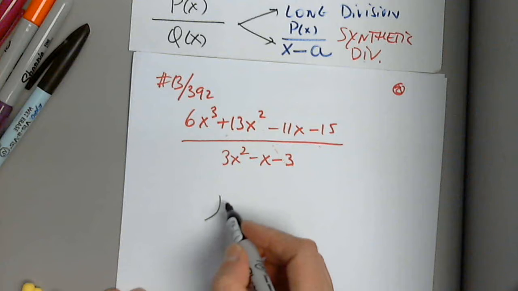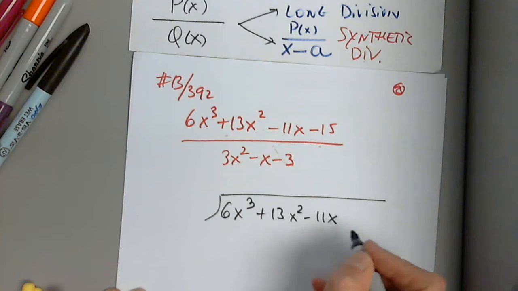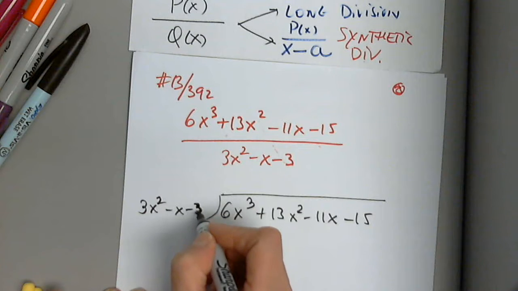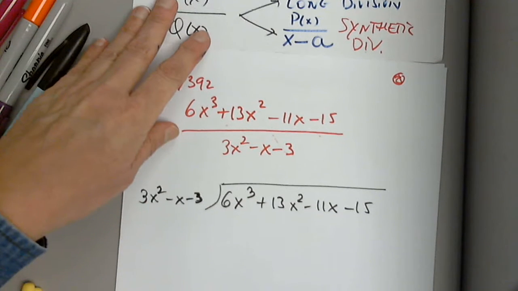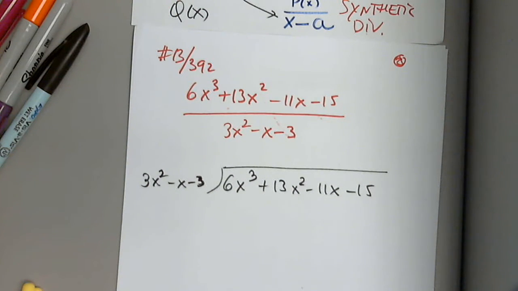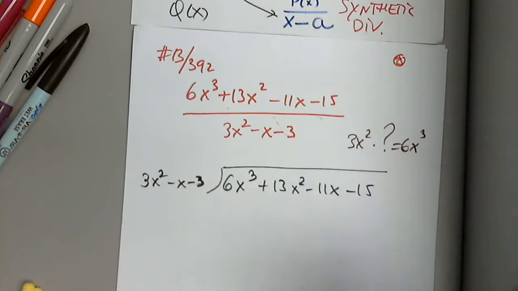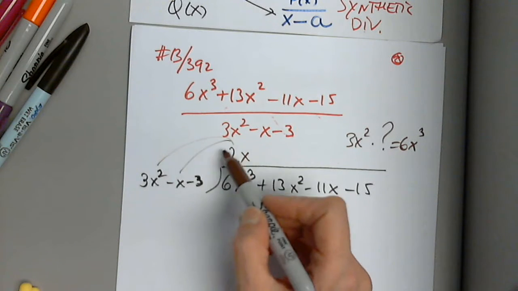And I'm pretty sure you remember it, and I'll explain it again if you need to. 6x cubed plus 13x squared minus 11x and minus 15, divided by 3x squared minus x minus 3. This is the long division. So I'm asking myself now, 3x squared multiplied by what is 6x cubed? 2x indeed.